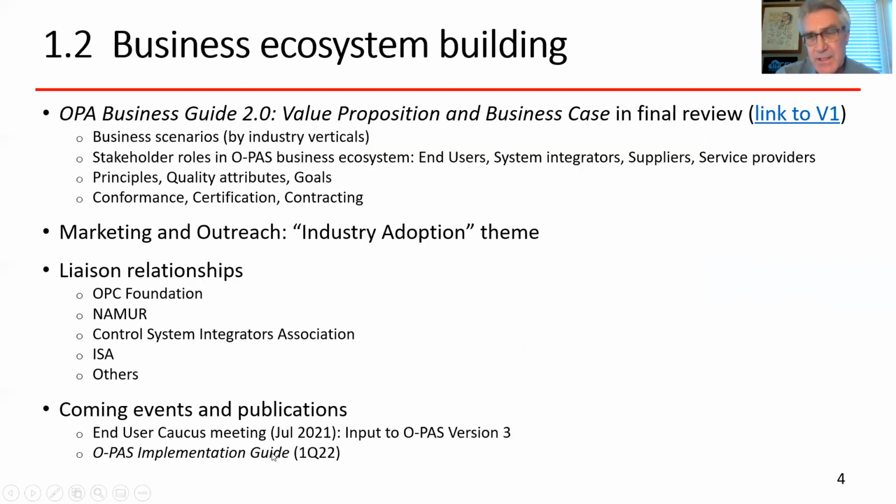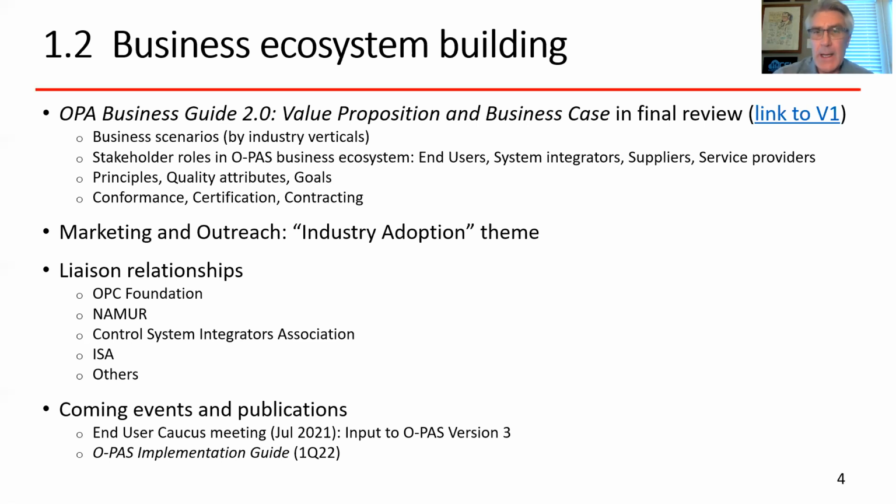On business ecosystem building, the really important thing to make everybody aware of is the OPA business guide, which if anyone's going to read any one document about OPA, this is probably the one to start with. So version 2.0 of the business guide is in final review now, but there's a link here to version 1. And in this document, we basically address what's in it for you, where you are each individual industry verticals, speaking about the end user part of the ecosystem.